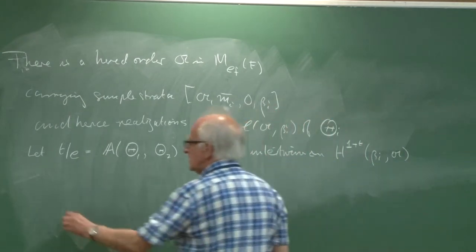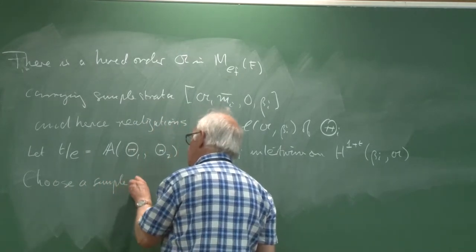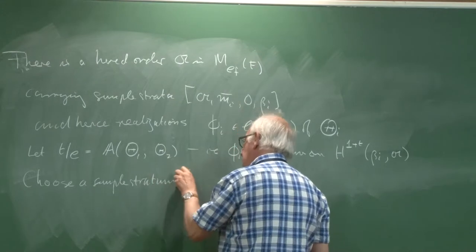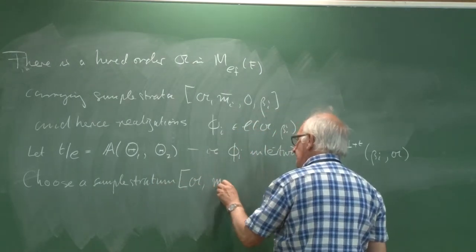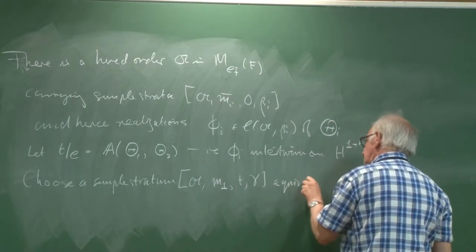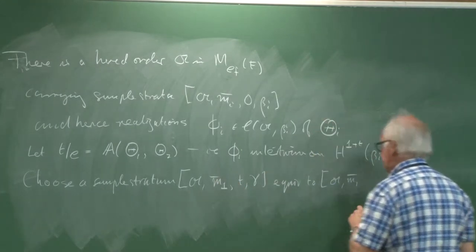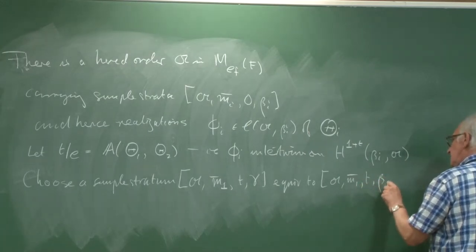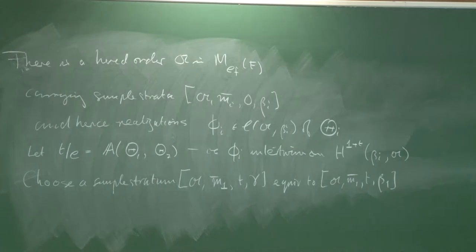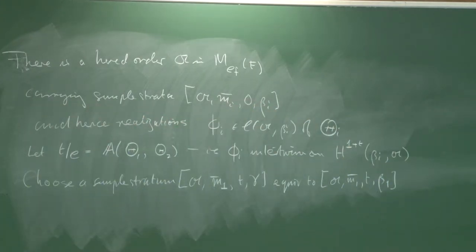Now I need to choose a simple stratum. I can do this, A, M1, T, gamma equivalent to A, M1. Hang on, there's a bar, aren't I? R, T, beta 1. It doesn't matter whether I use beta 1 or beta 2. They're sufficiently close that it makes no difference. Then, I've got everything I need.